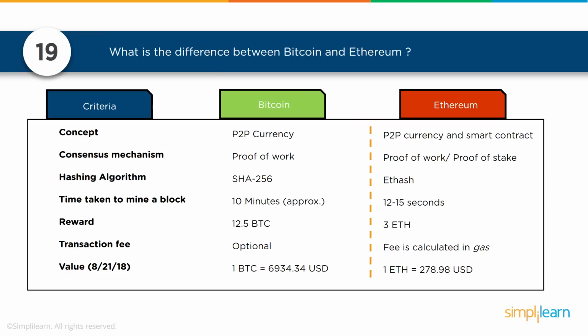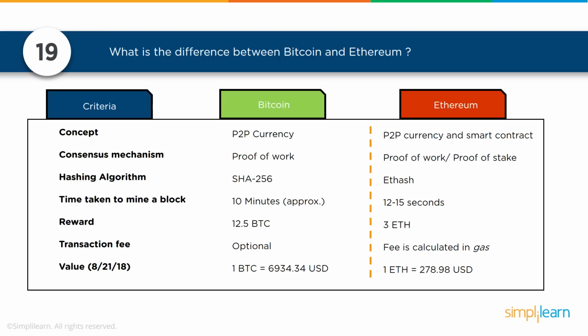Now, what is the difference between Bitcoin and Ethereum? It's a very important question which I also ask in a lot of interviews, and it's important for you to remember these differences. So for Bitcoin, the concept is purely P2P currency-based transaction, but in Ethereum, you can do both P2P currency transactions plus you can deploy smart contracts.